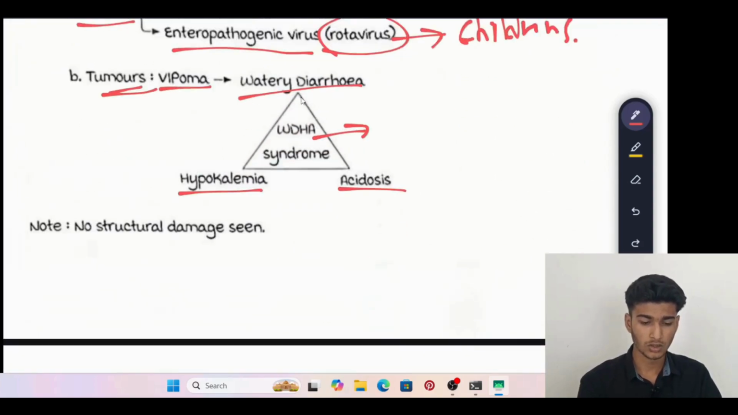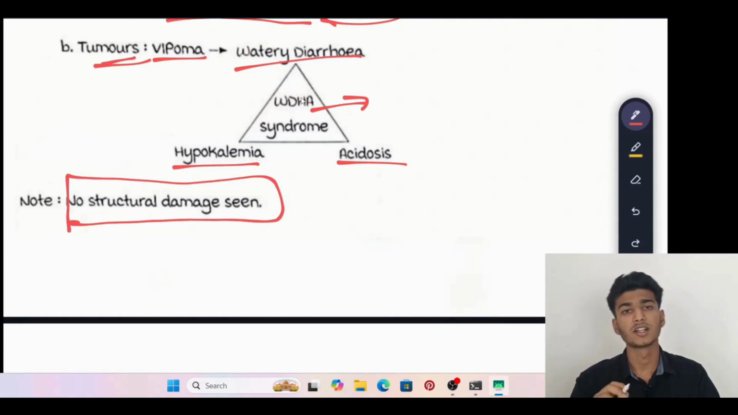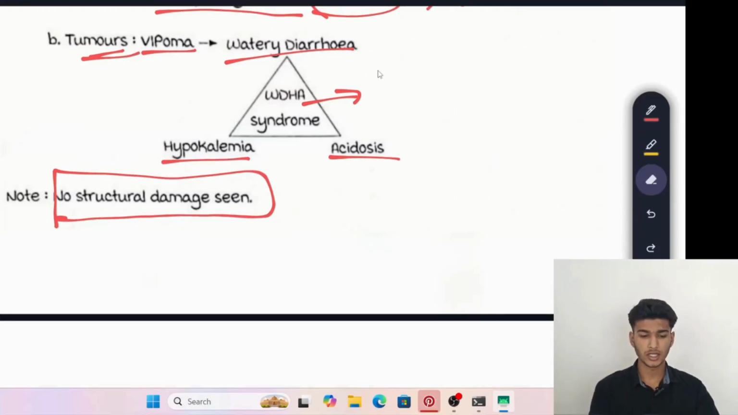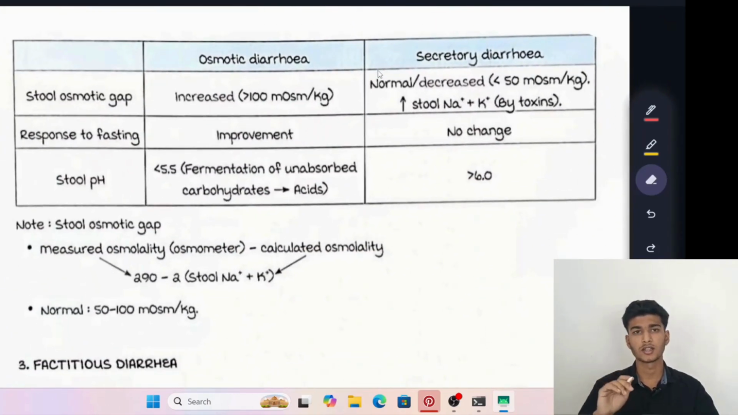Then the note. Note is very important. There is no structural damage seen in secretory diarrhea. If there is no structural damage, you won't see mucus, you won't see blood, you won't see any other substances inside the stool. You will see a clean stool, which has presence of water and electrolytes. That's it.